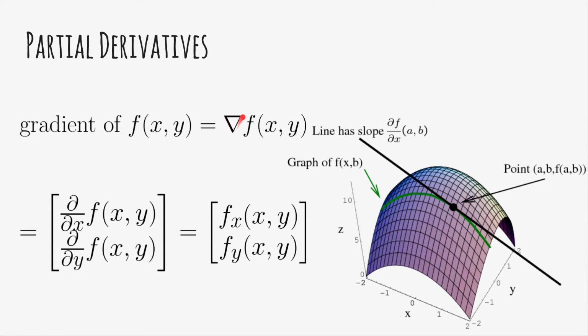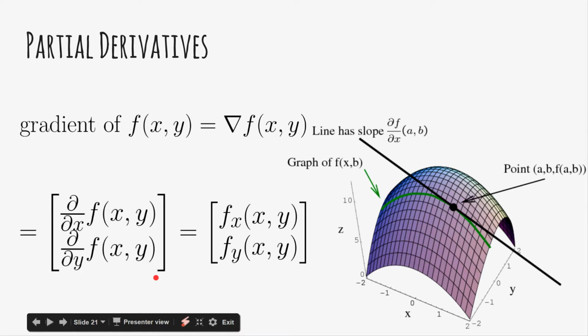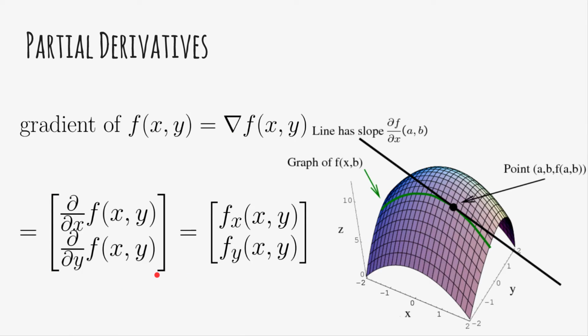So this upside down triangle here is the symbol for the gradient, and it just means that we have a vector of the partial derivative of f with respect to x over the partial derivative of f with respect to y.